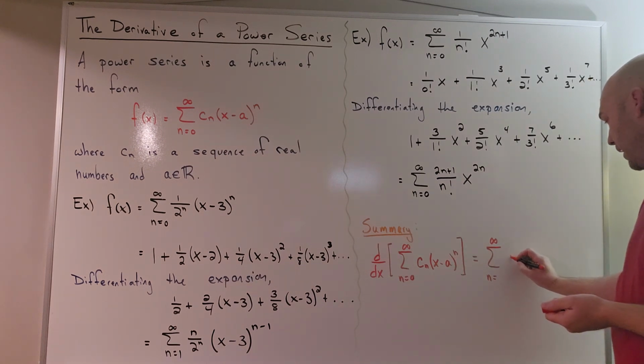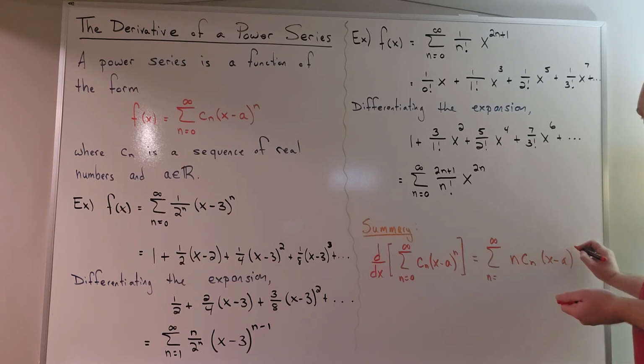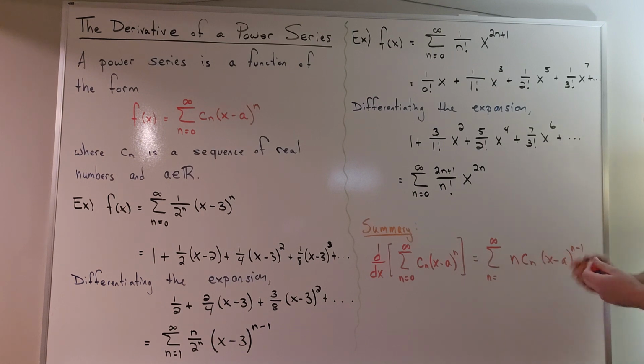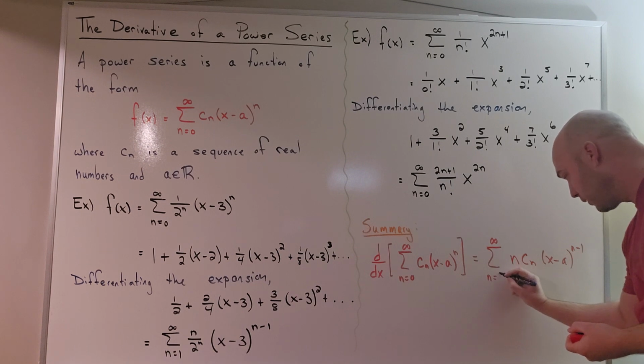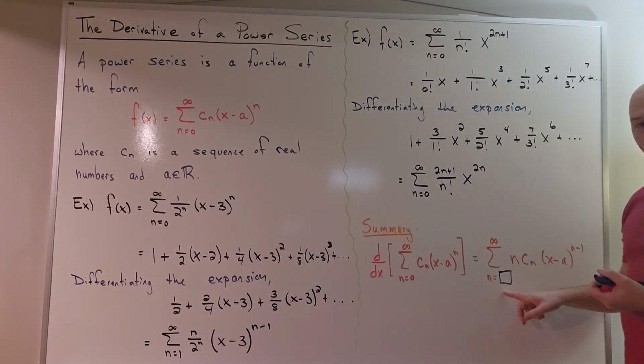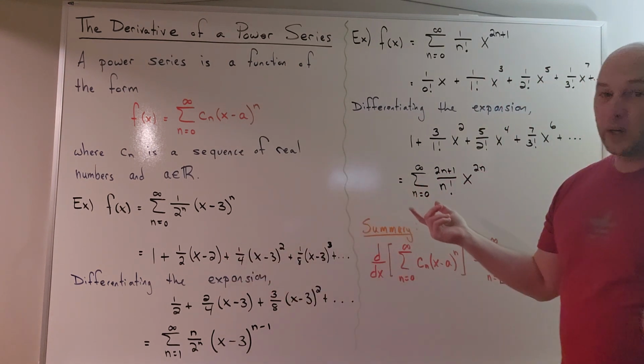That would give you n c_n (x minus a) to the n minus 1. I just differentiate that term using the power rule. Now, what you have to check, though, is the initial index value. This could be 0 or 1, depending on if the first term is a constant. And you can quickly check that.